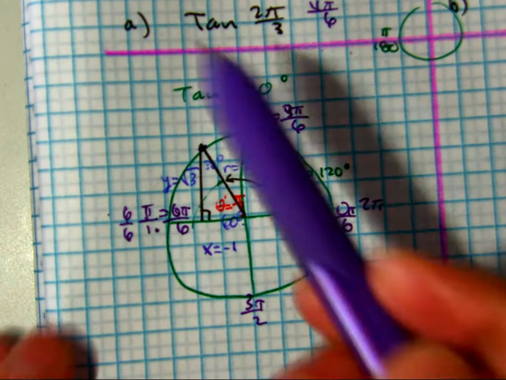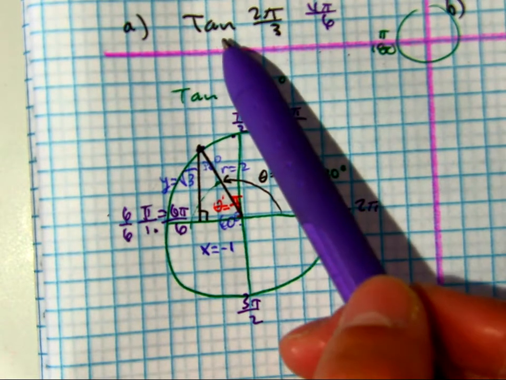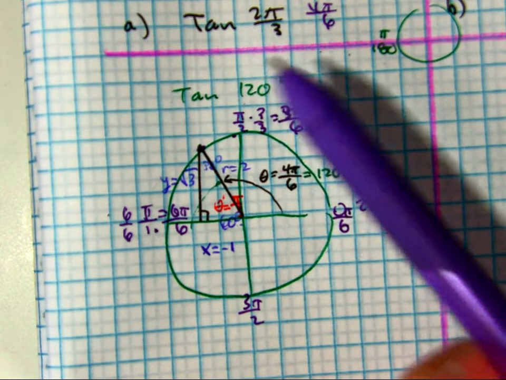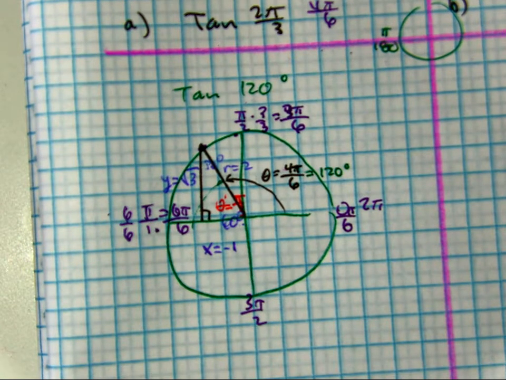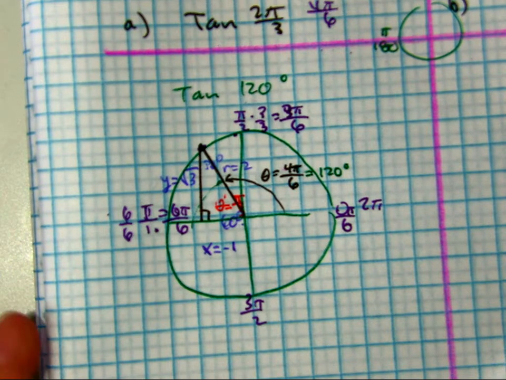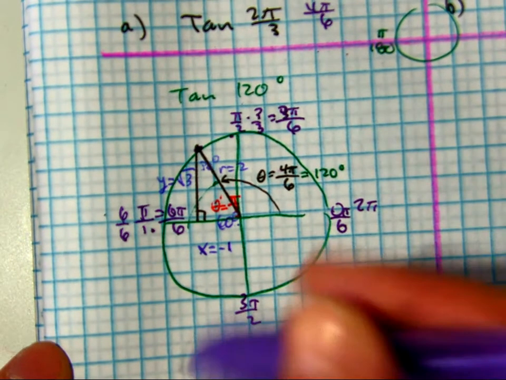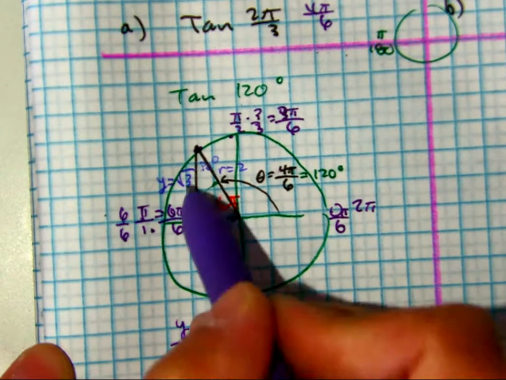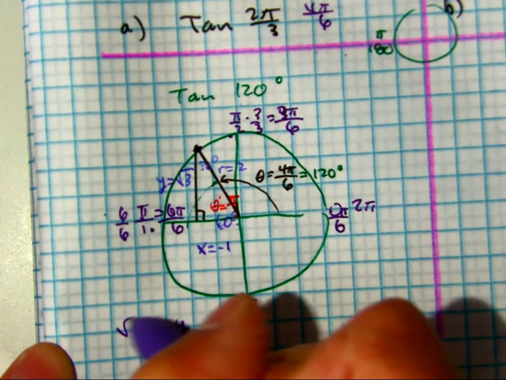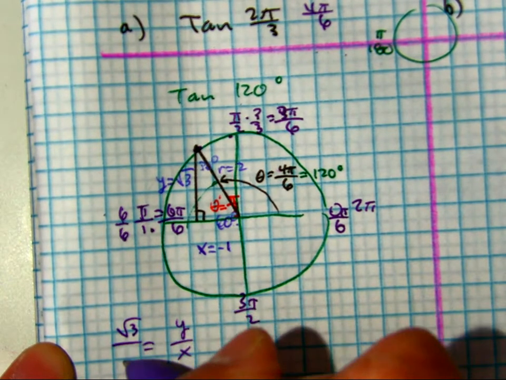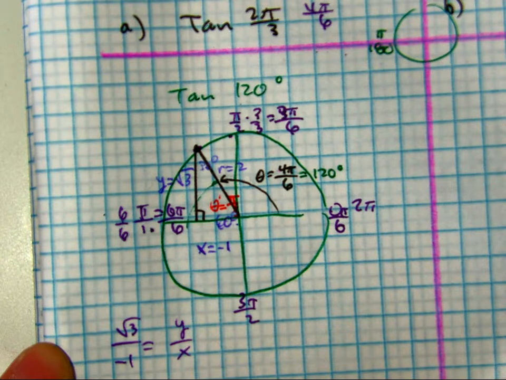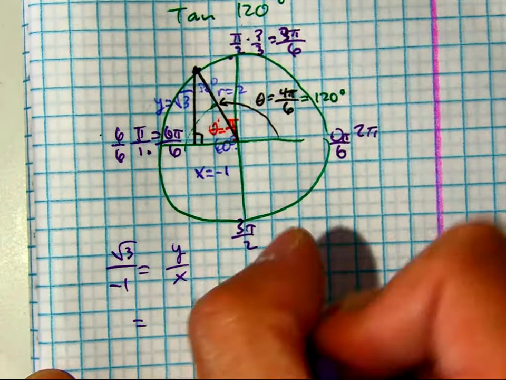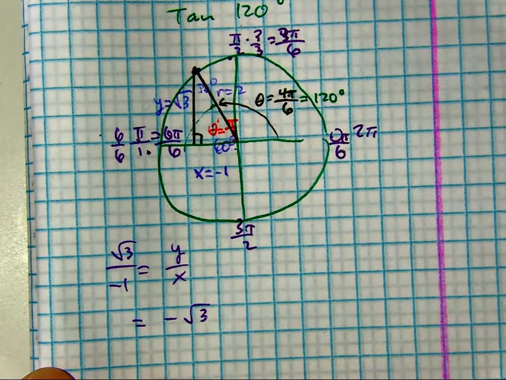We're asked to find tangent. Partner B, whisper to partner A, what is tangent in terms of X, Y, and R? Y over X. So I just need radical 3 over a negative 1. And then my answer, if you simplify that, would become negative radical 3. Raise your hand if you got that.